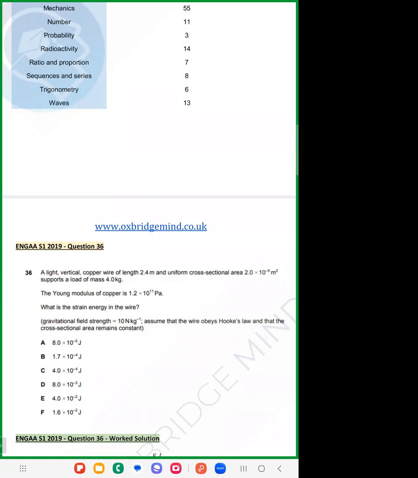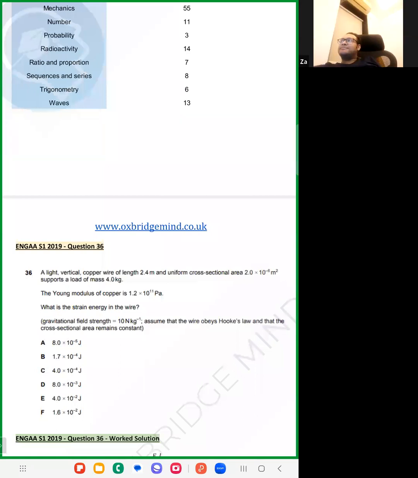What is this strain? Okay. Everything G is 10. Okay. Never mind.